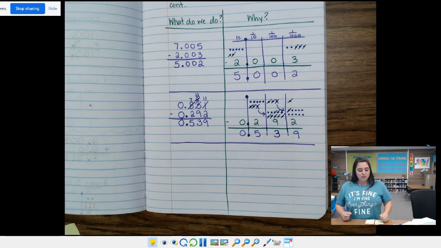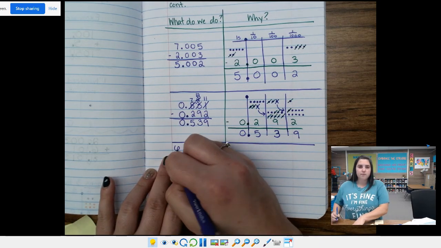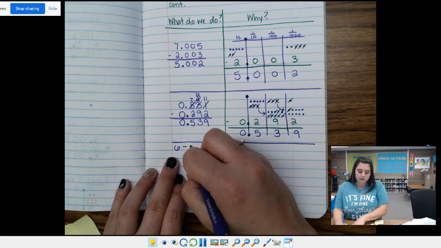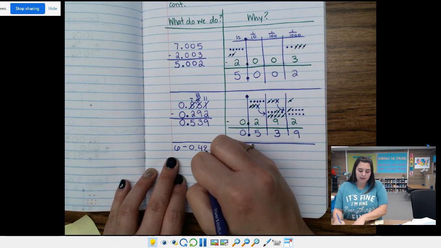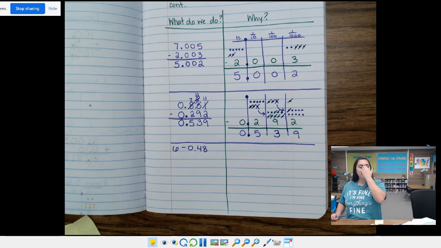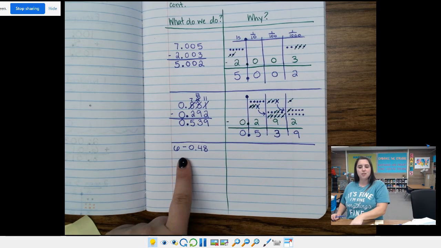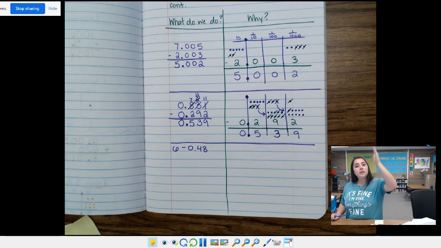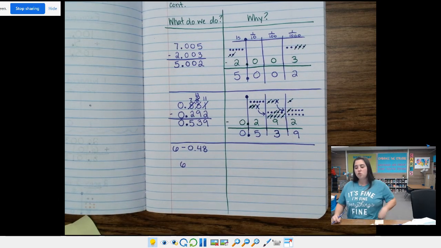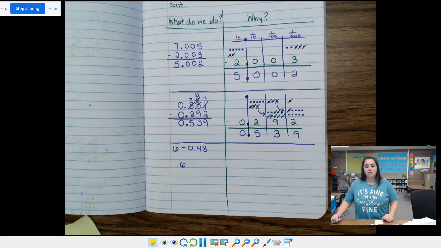And my last problem is going to be this. I'm going to write it vertically. I have 6, and I want to take away 0.48, or 48 hundredths. Now I'm going to write this vertically, going up and down, because we don't solve subtraction like this. We always set it up so that our place values are lined up. But in order to do that, I can figure out where is that 6. It's just a normal 6, 6 ones.